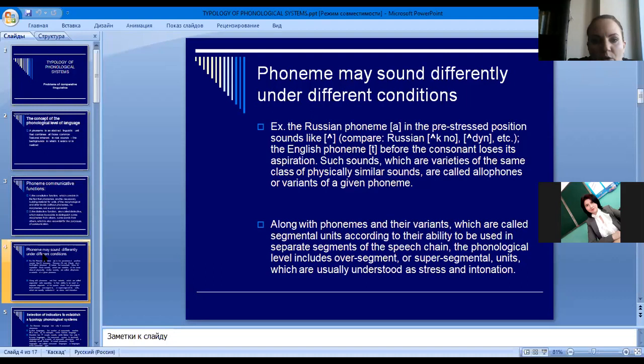I know that you have studied all this material from the course of theory of phonetics. This will be just a short revision. Phonemes, morphemes and words are combined into syllables, which can be viewed as a natural unit of speech stream segmentation. Along with phonemes and their variants, which are called segmental units, according to their ability to be used in separate segments of the speech chain, the phonological level includes supra-segmental units, which are usually understood as stress and intonation.